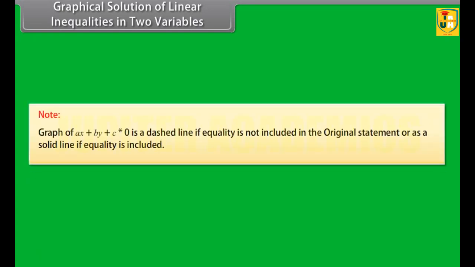Note, the graph of ax plus by plus c is equal to 0 is a dashed line if equality is not included in the original statement, or a solid line if equality is included.